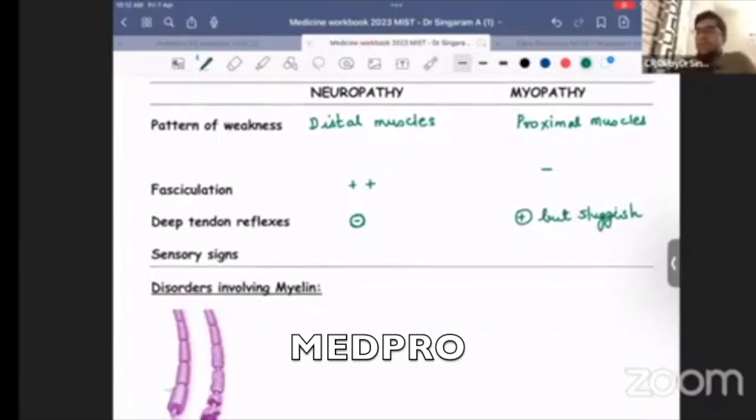Obviously, sensory signs will be present in which, neuropathy or myopathy? Sensation is carried only by the nerves. So sensory signs are present in case of neuropathy, meaning loss of sensation, whereas sensations are not even affected in myopathy. When I say sensory signs, I'm talking about the loss of sensation. Don't forget.